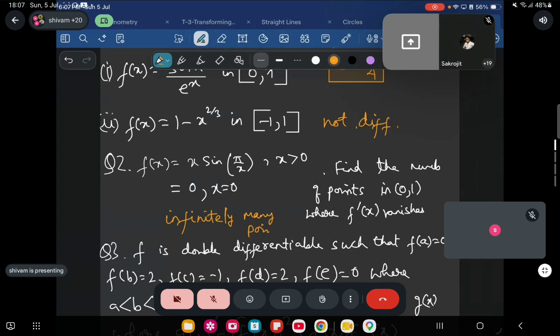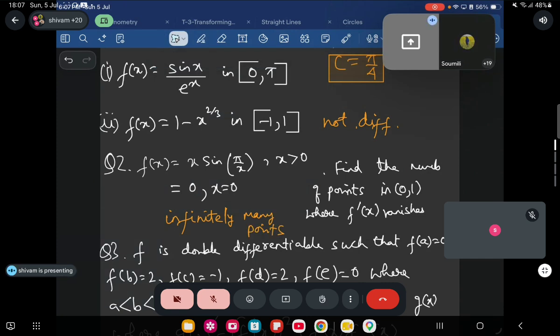Tell me. Question number 2. Number 3. Okay, Shamli, pay attention. Sir, number 2 here. Yes, Shamli, what happened? Sir, I said question number 2. Yes. f of x equal to x sin pi by x for x greater than 0. And we need to find out the number of points in (0, 1) where f dash x varies.